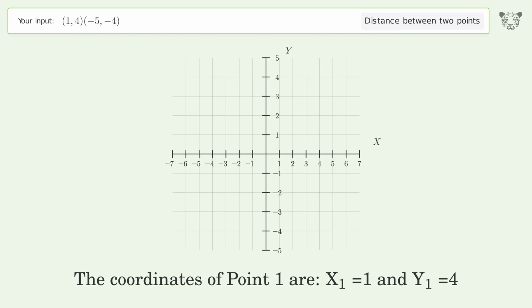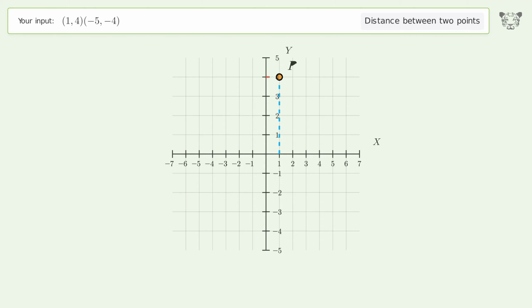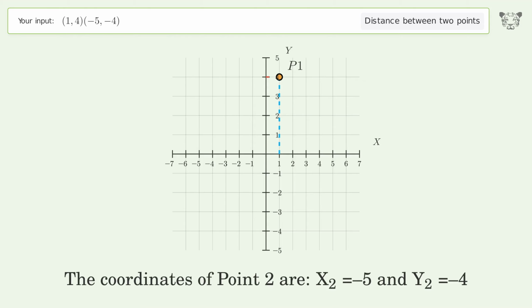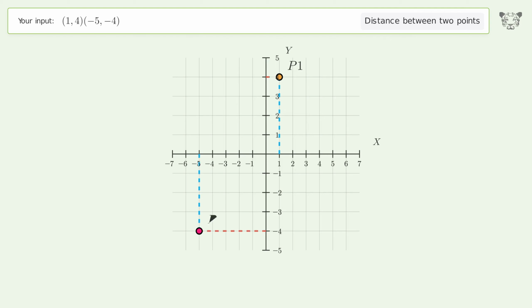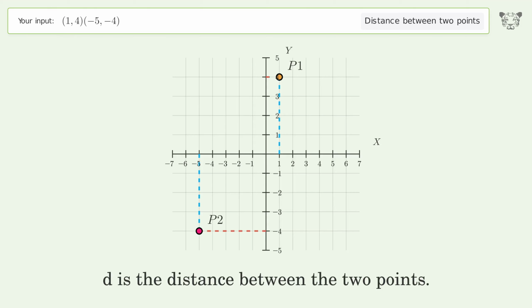The coordinates of point 1 are x1 equals 1 and y1 equals 4. The coordinates of point 2 are x2 equals -5 and y2 equals -4. D is the distance between the 2 points.